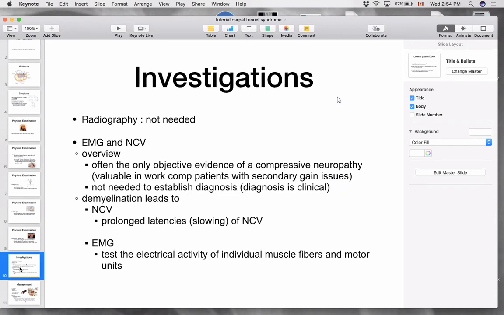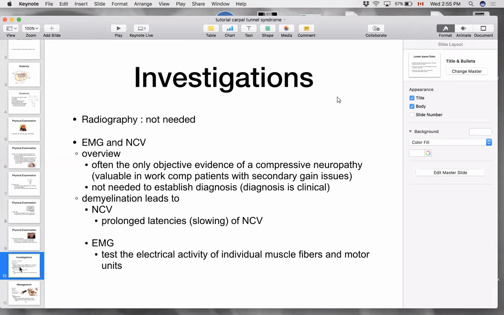Other investigations: radiographs can be helpful if there is a history of distal radius fracture, or if you worry about a space-occupying lesion like a tumor or hematoma, etc. However, most of the time it's not needed.